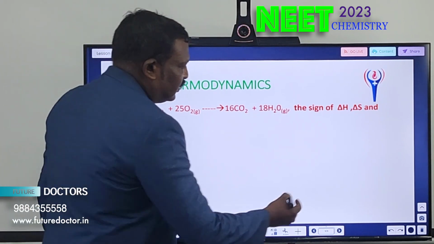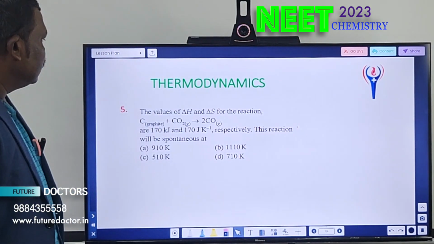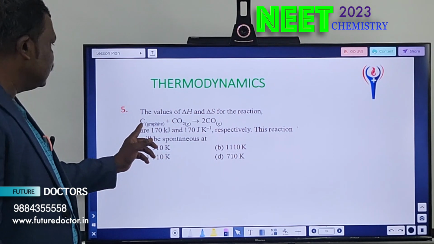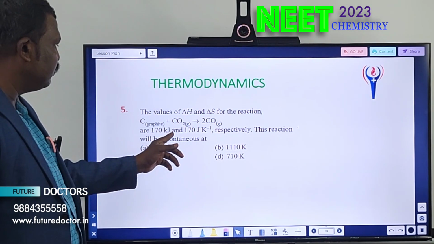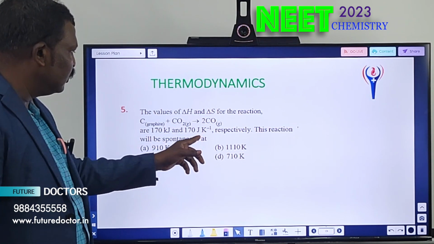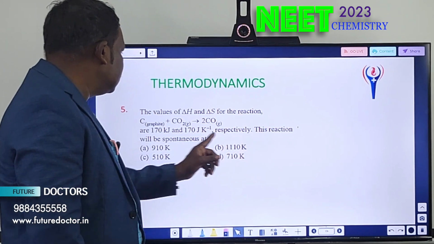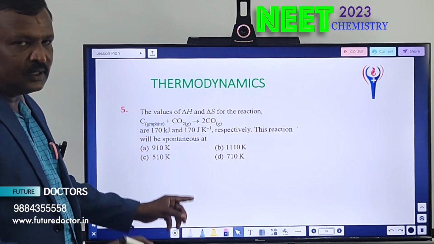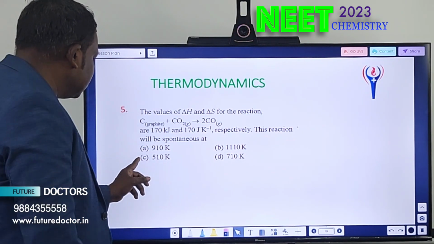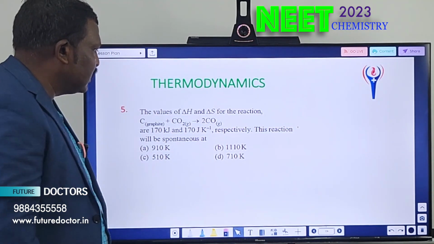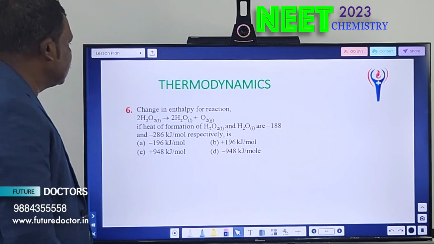Next one, fifth one: the values of delta H and delta S for the reaction C plus CO2 gives 2CO are 170 kilojoule and 170 joule per Kelvin respectively. These reactions will be spontaneous at which temperature, they are asking. Option A 910, option B 1110, option C 510, option D 710 Kelvin. Understood? Right.